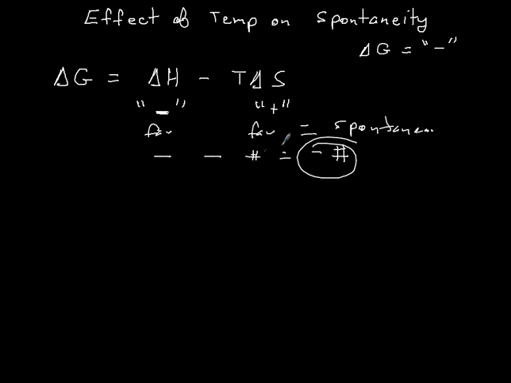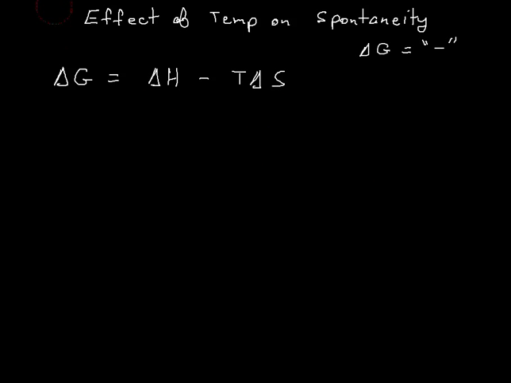So when are we favorable? When enthalpy is negative and entropy is positive. If you have those situations, you will always be spontaneous. So delta H is negative, delta S is positive. This is always spontaneous. Negative enthalpy, positive entropy, the reaction will always be spontaneous.